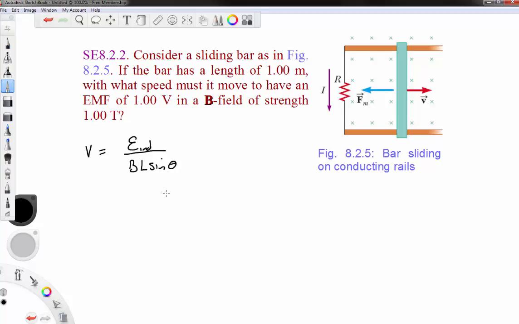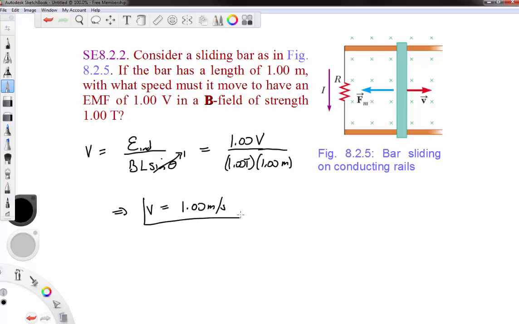And since we're just looking for the voltage, not the current or direction or anything like that, we can actually drop the minus sign from this if we'd like. This again is going to be 1 because the motion is perpendicular to the magnetic field. So what we have is 1.00 volts divided by 1.00 Tesla times 1.00 meters. And so what we end up getting is a speed of 1.00 meters per second.